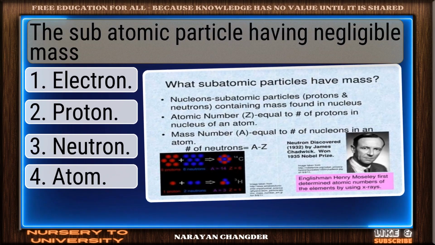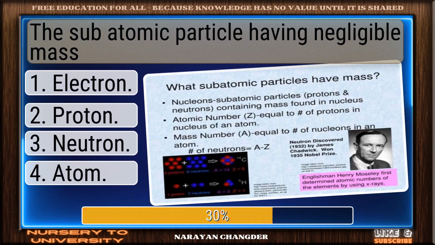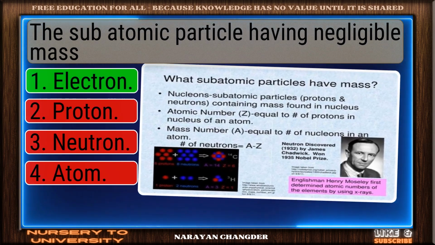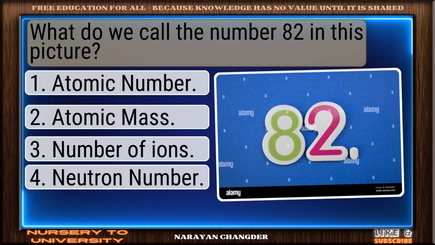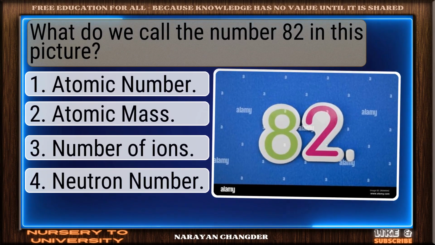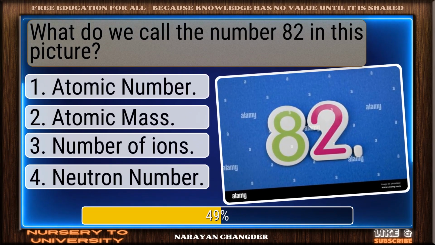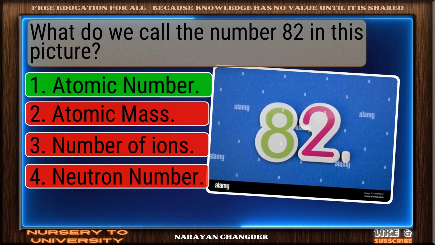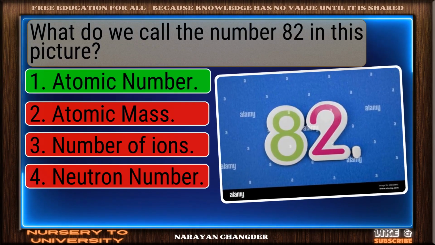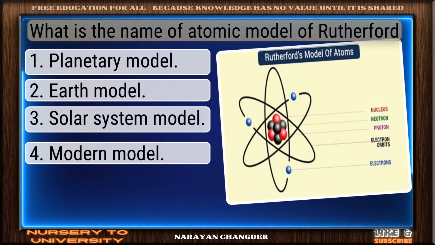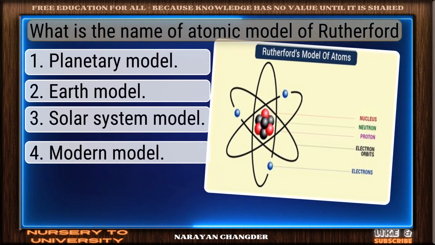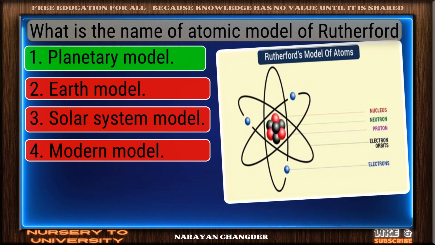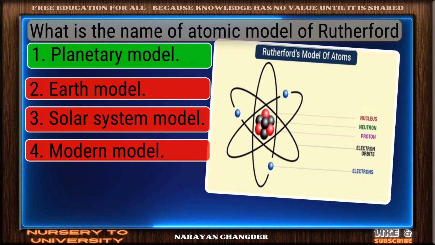The subatomic particle having negligible mass. On track. Electron is the correct answer. What do we call the number 82 in this picture? Correct response. Atomic number is the most accurate answer. What is the name of atomic model of Rutherford? You're right. Planetary model is the correct answer.